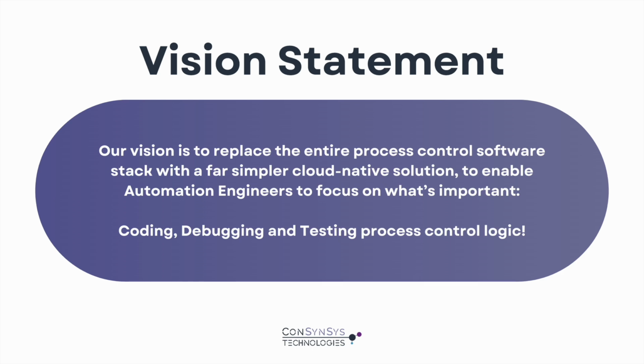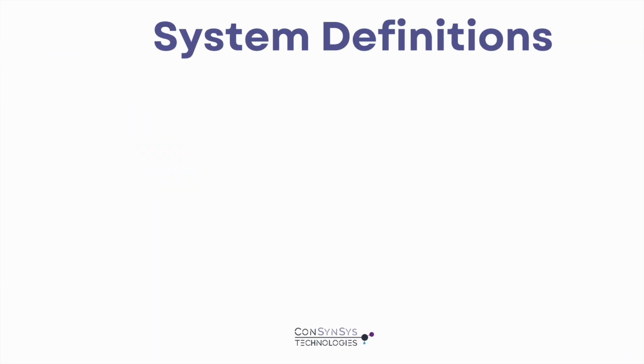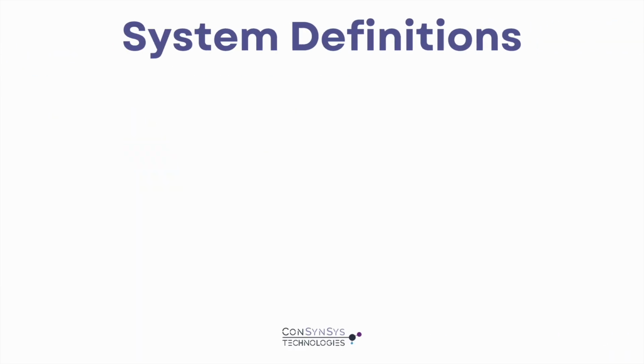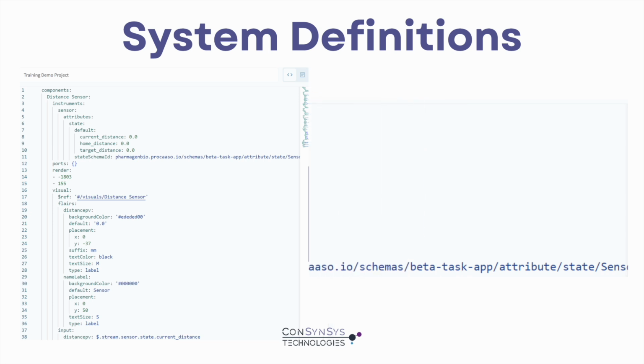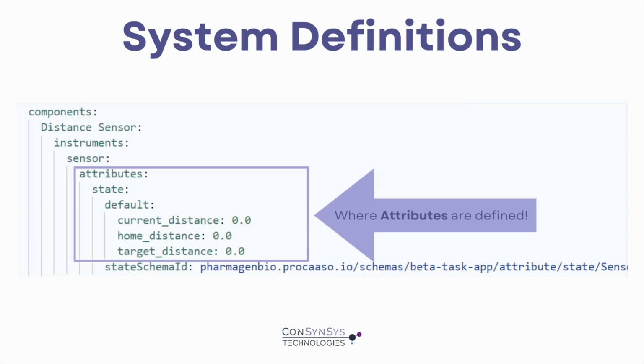For automation engineers, this shift means focusing on what matters most: coding, debugging, and testing control logic. In ProCaaSo, attributes act like tags but are set up once in the system definition. Data types like integers, floats, strings, or booleans are defined here and made universally accessible through the event bus. This eliminates the need to duplicate tag definitions across services.